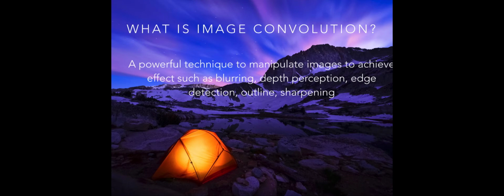It's a very powerful technique using which you can manipulate images to achieve effects such as blurring the image or blurring the background of the image. You can have more depth perception, so that you can see the depth more vividly using this technique. We can also use this technique to detect the edges in the images, to detect the outlines in the images, and you can definitely use this technique for sharpening the images.